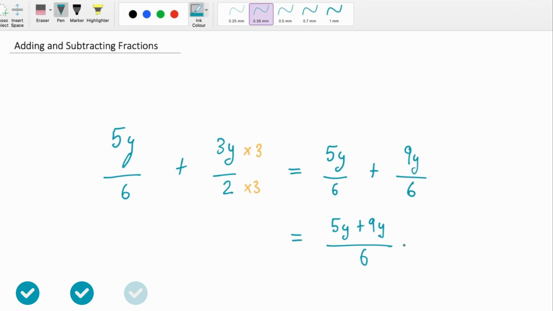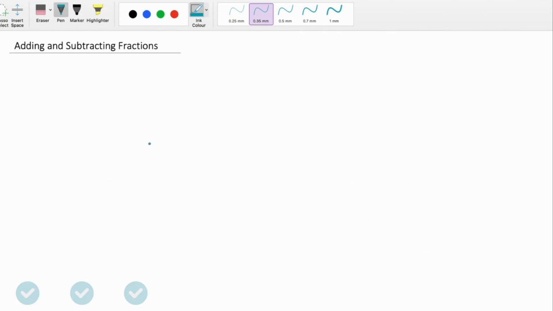From here, we simplify further. Let's look at our numerator. 5y plus 9y. That gives us 14y over 6. And again, the final question, can we simplify this further? Now, looking at the top, we have a 14, and on the bottom, we have a 6. So let's see, if we divide both of them by 2, we get 7y over 3. And that can't be simplified further, so that is our best answer. Let's do the exact same process for a subtraction type question.